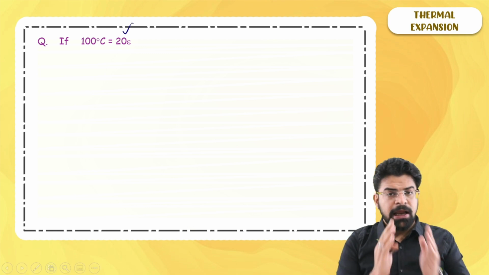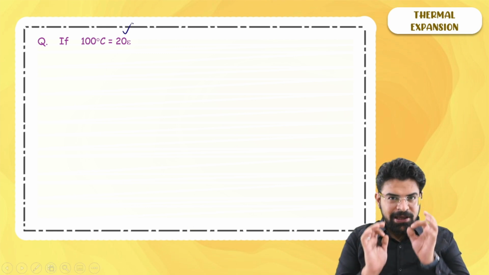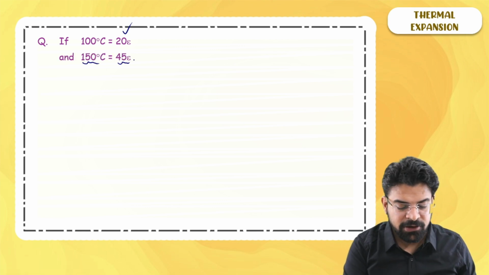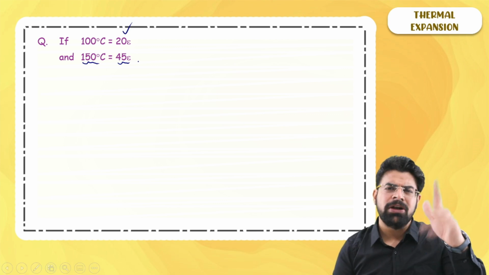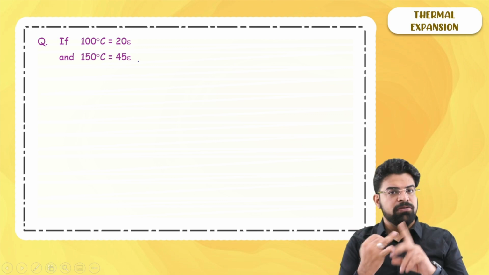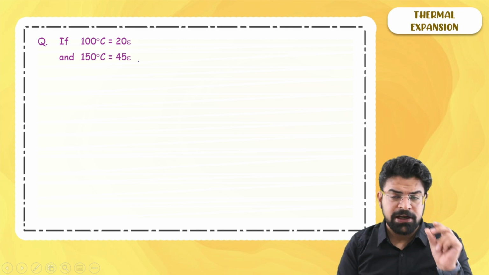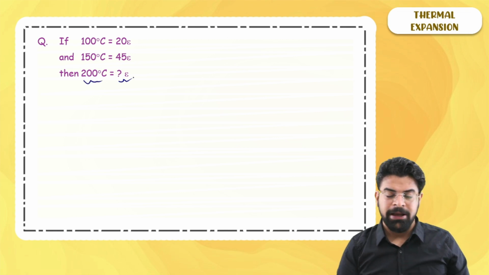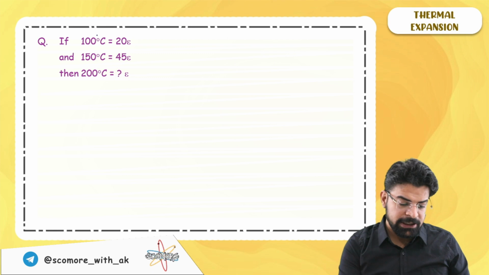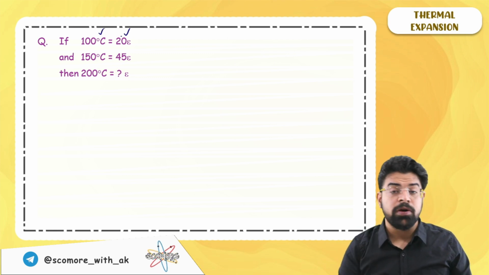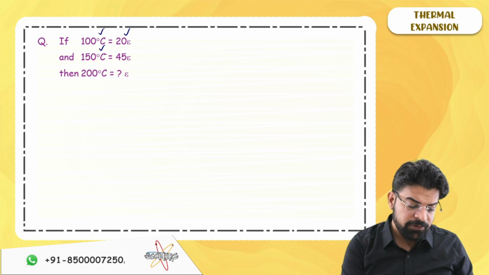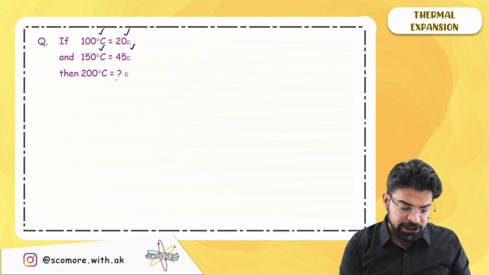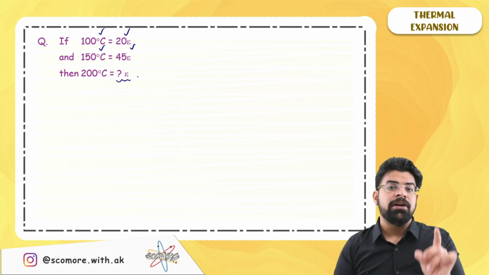So if 100 degrees centigrade equals 20 E, and 150 degrees centigrade equals 45 E, there is a new scale called E. So if 100 degrees centigrade equals 20 E and 150 degrees centigrade equals 45 E, then 200 degrees centigrade equals how many E? So you know that the lower fixed point is 100 degrees centigrade, which equals 20 E. The upper fixed point is 150 degrees centigrade, which is same as 45 E, and you need to find what temperature on the E scale is same as 200 degrees centigrade.